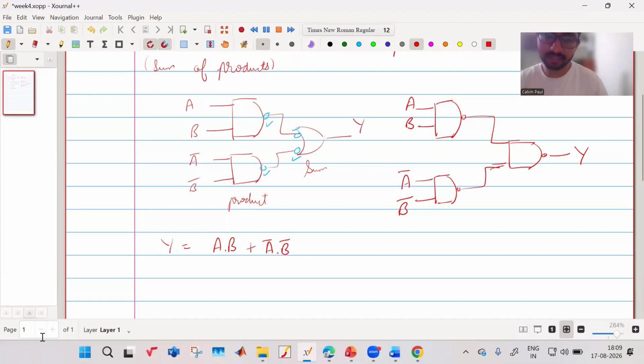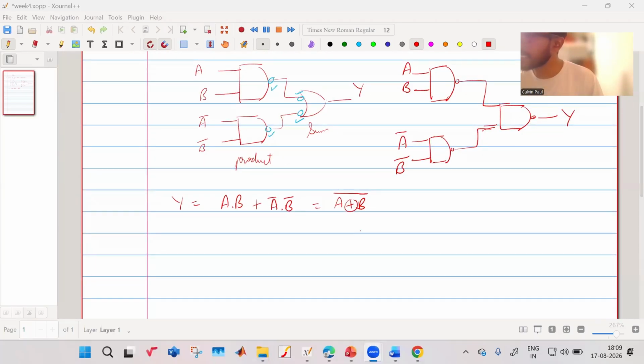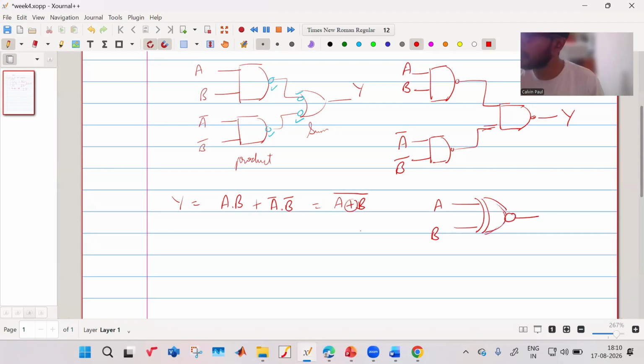Any doubts, please? Yes, sir, it's not A XOR B, it is A XNOR B. So basically this circuit is doing an A, B XOR gate, and you have a NOT, so this is an XNOR gate. Right, this is an XNOR gate.